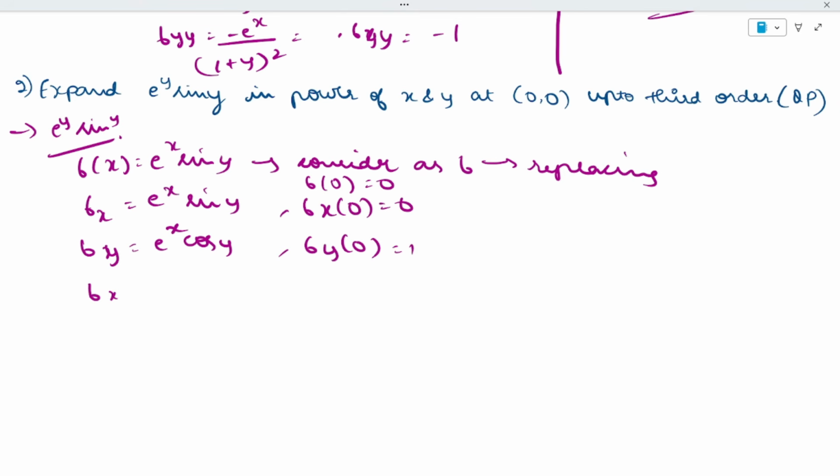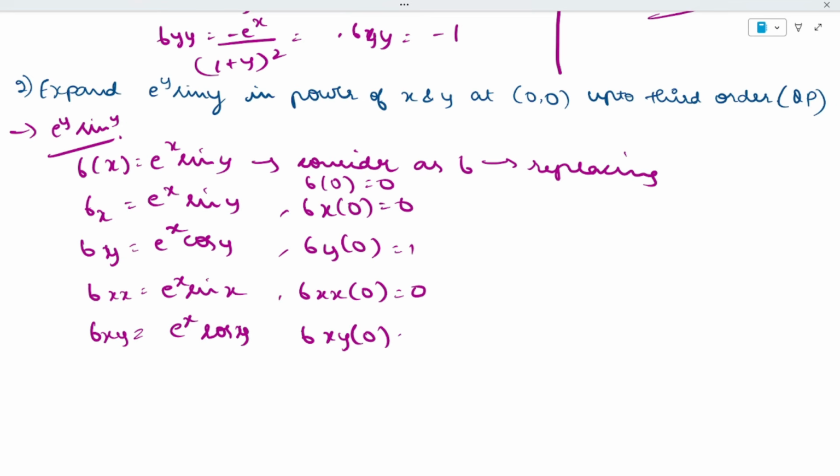Next is f_xx, that is x with respect to x. Next is e^x sin y. f_xx(0) will be equal to 0. Now again, I hope you know the next steps. e^x, now x with respect to y we are doing. So sine differentiation is cos y. Now f_xy(0) will give you 1.